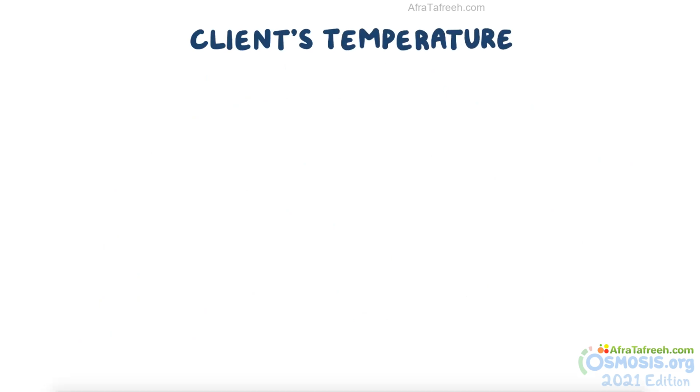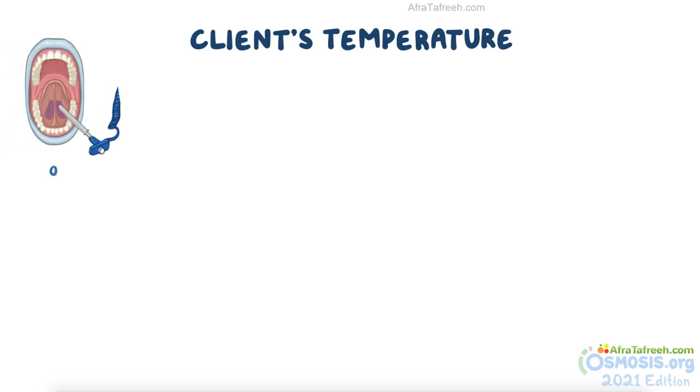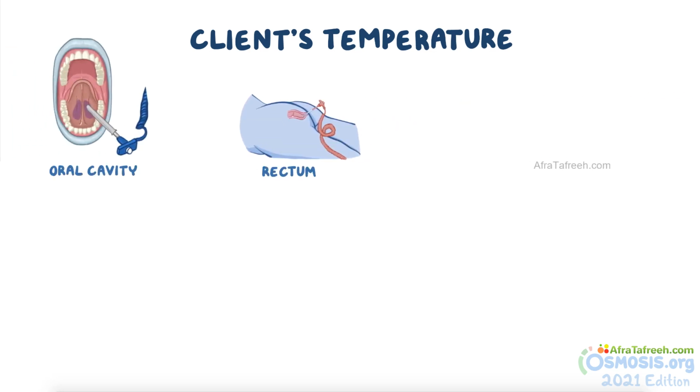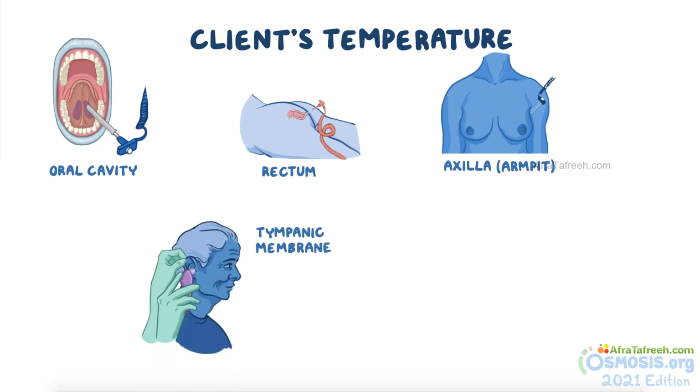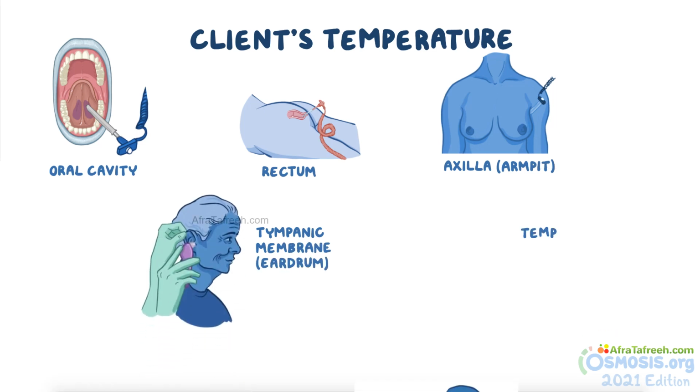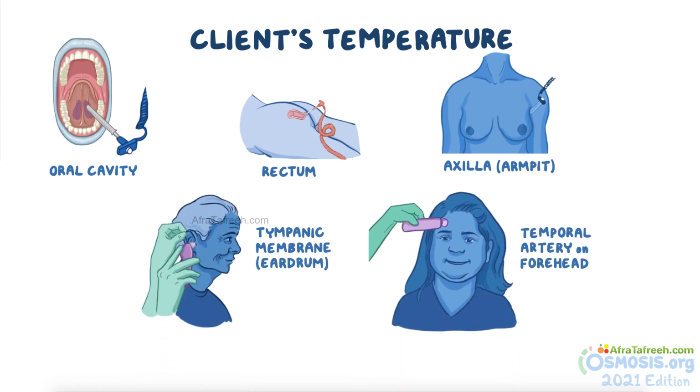Now, as a nursing assistant, you will need to measure your client's temperature. There are several areas of the body where you can do that, including the oral cavity, the rectum, the axilla or armpit, the tympanic membrane or eardrum, and the temporal artery on the forehead.